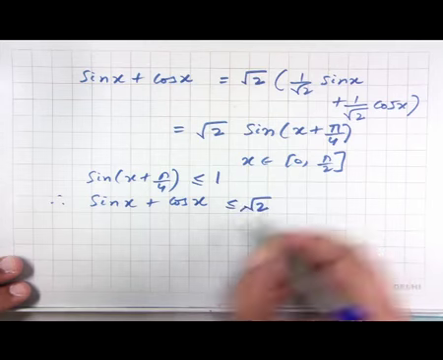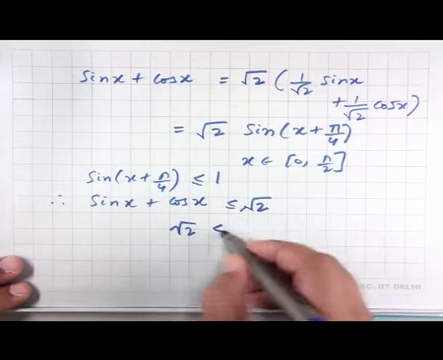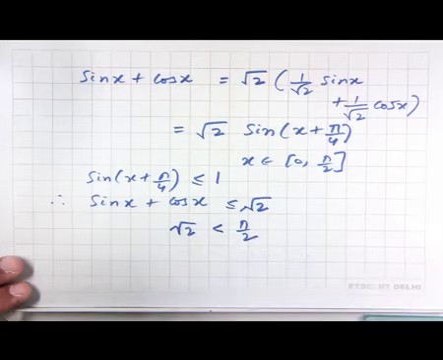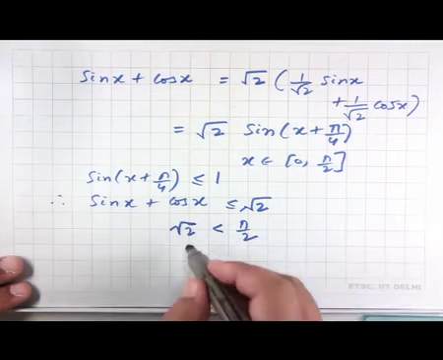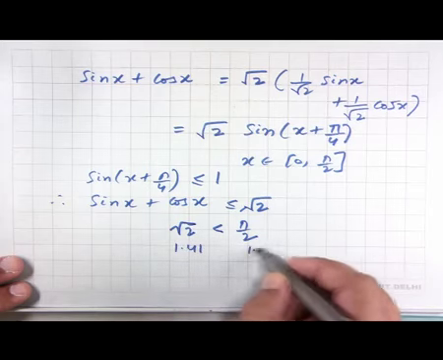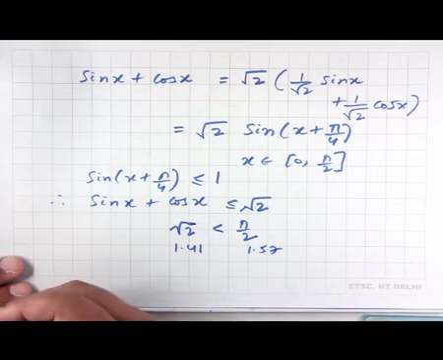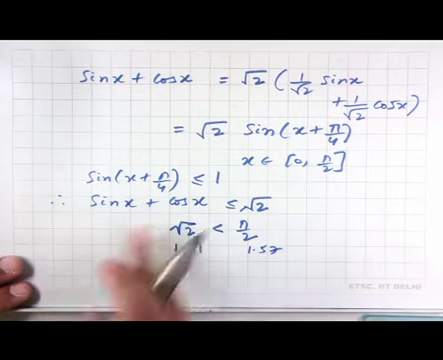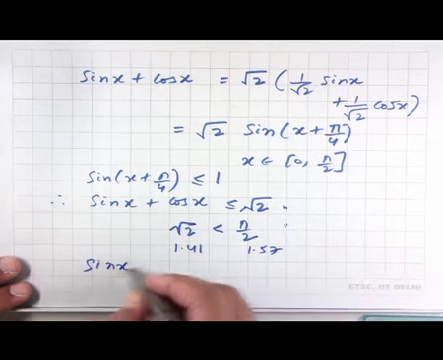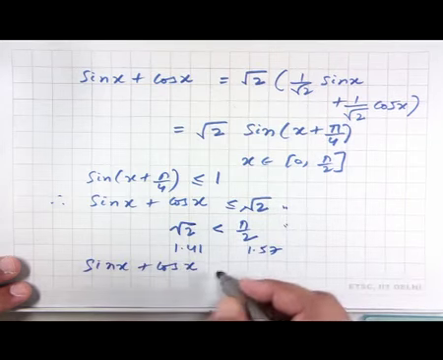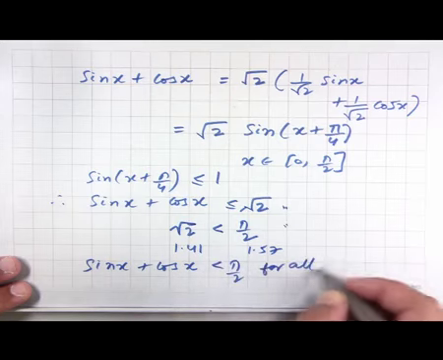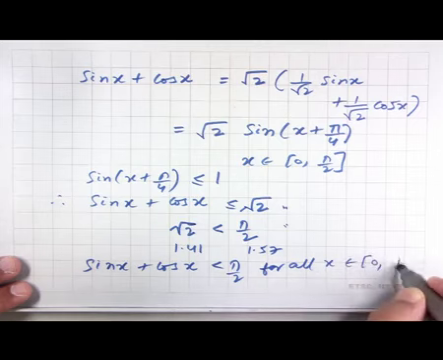Since root 2 is strictly less than pi by 2, it is easy to see, because root 2 is 1.41 something and pi by 2 is 1.57 something. From these two statements, it follows that sin x plus cos x is less than pi by 2 for all x belonging to the interval 0 to pi by 2.